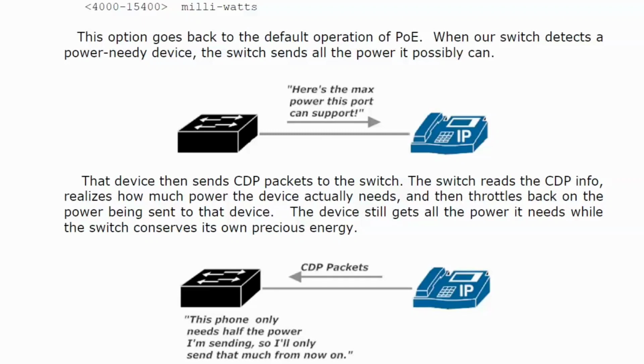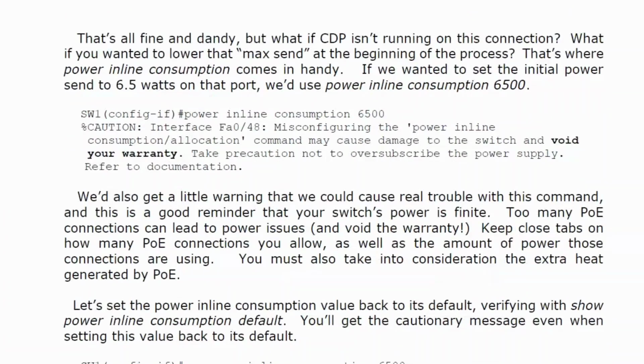And we really like this because this way, in this particular instance, our IP phone, it's operational, but we're only sending over the power we need to send. We're not draining unnecessary energy from the switch. Now, we love that, and that is the default operation. That's all fine and dandy, but what if CDP isn't running on this connection? What if you want to turn it on and the head chief admin and bottle washer at the company you're at doesn't want you to turn CDP on? What if you wanted to just lower that maximum power send at the beginning of the entire process? Well, that's where power inline consumption comes in handy.